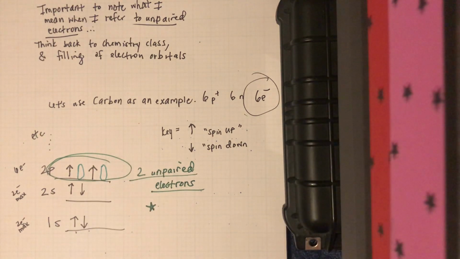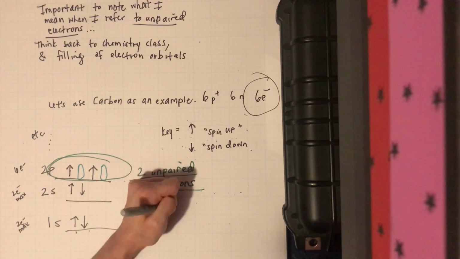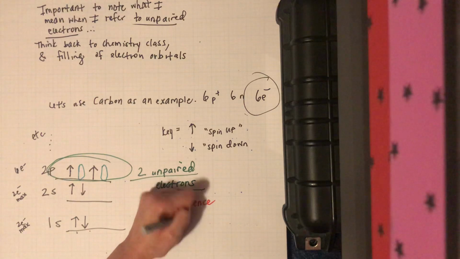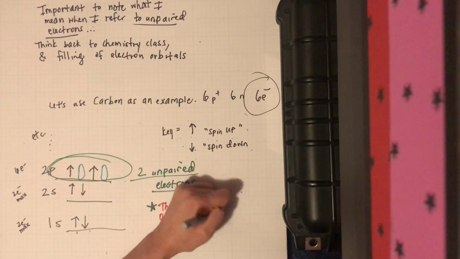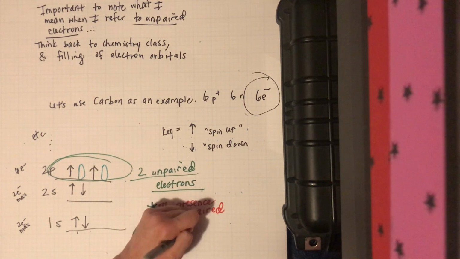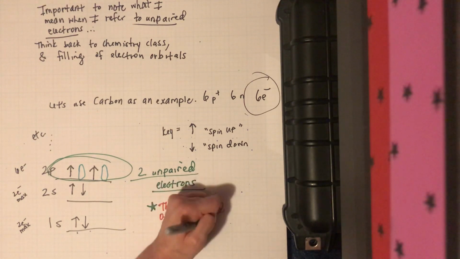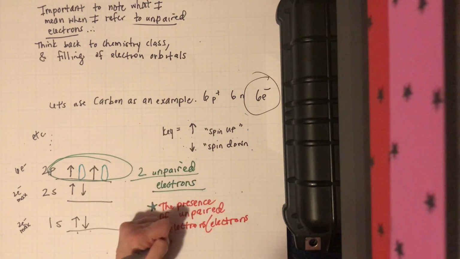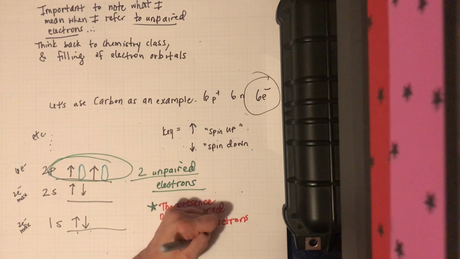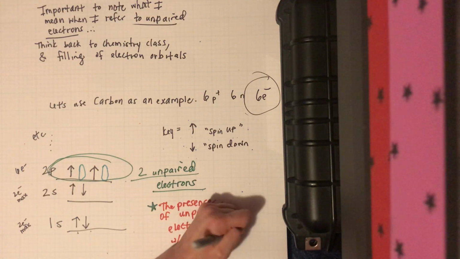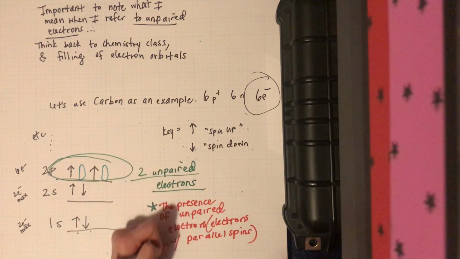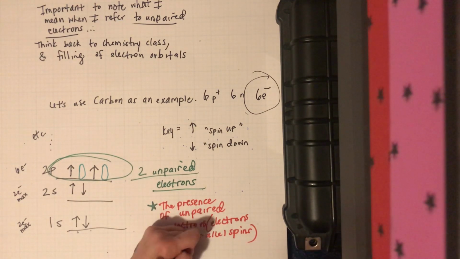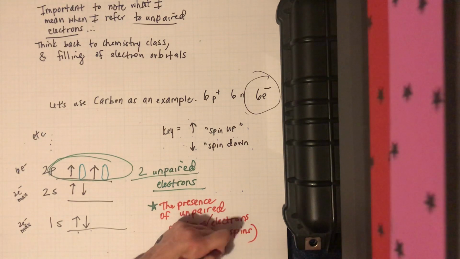The presence of unpaired electrons, in other words, electrons with parallel spins, or the same spin, is the cause of magnetism, or the cause of magnetic properties.